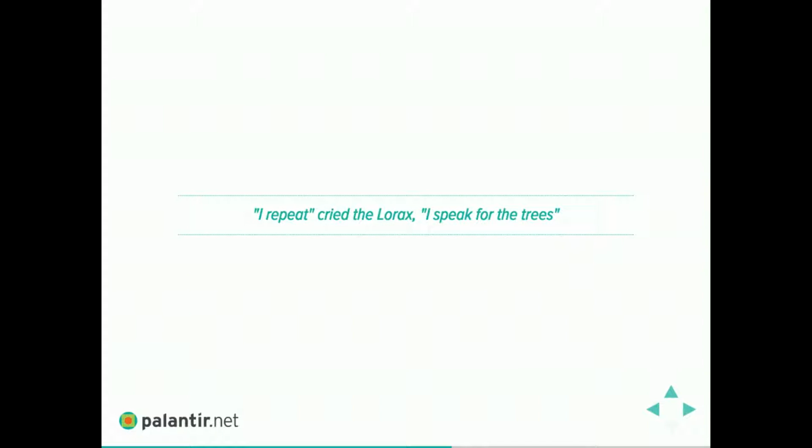So I repeat, cried the Lorax, I speak for the trees, for the trees have no tongue. So these are the things that we think are kind of important to keep in mind.